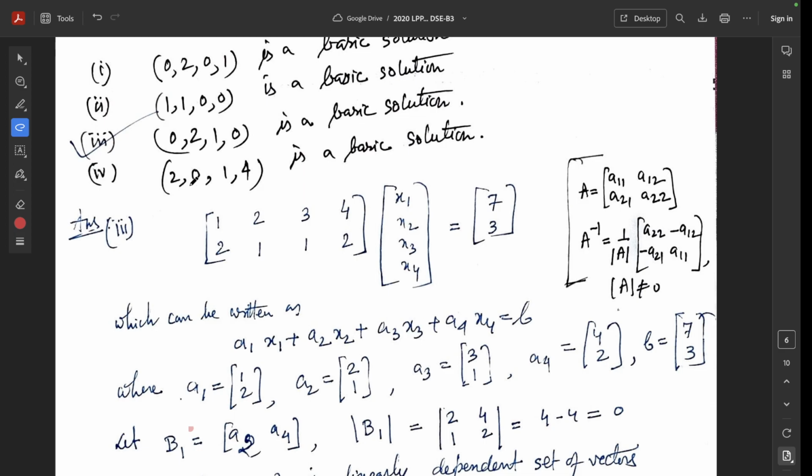And option 4 is also not a basic solution, because here there are 3 non-zero elements, but the maximum number of non-zero elements can be 2, because the maximum number of linearly independent vectors is 2 here.